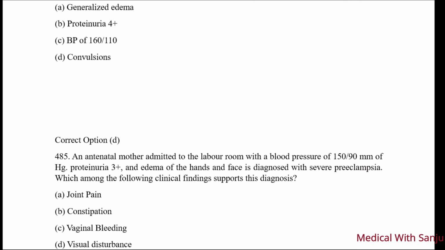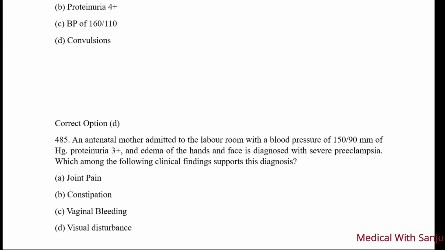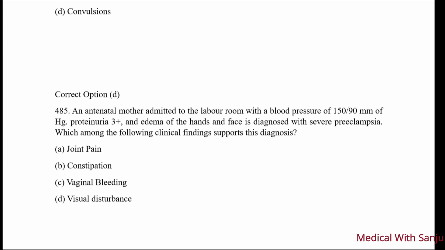Question number 485. An antenatal mother admitted to the labor room with a blood pressure of 150 by 90 mm of Hg, proteinuria 3 plus, edema of the hand and face is diagnosed with severe preeclampsia. Which among the following clinical findings supports the diagnosis? Option A joint pain. Option B constipation. Option C vaginal bleeding. And option D visual disturbance. Visual disturbance is one of the characteristics of preeclampsia. Option D is right answer.